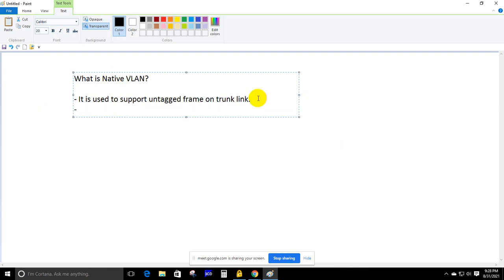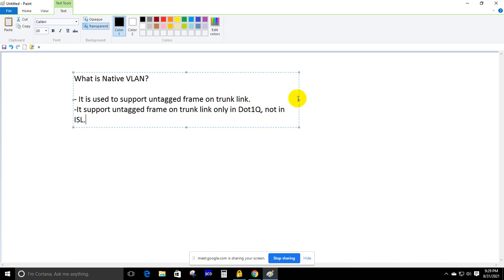The second point: it supports untagged frames on a trunk link only in .1Q, not in ISL. Clear?